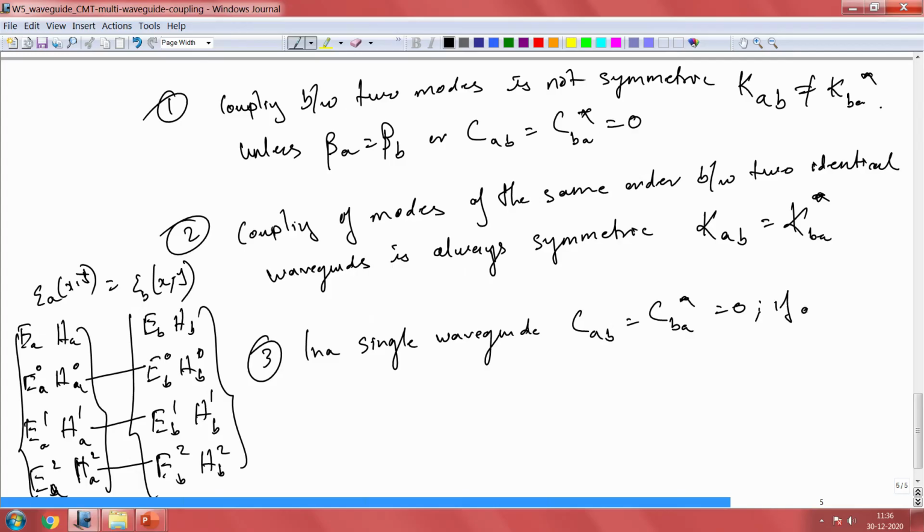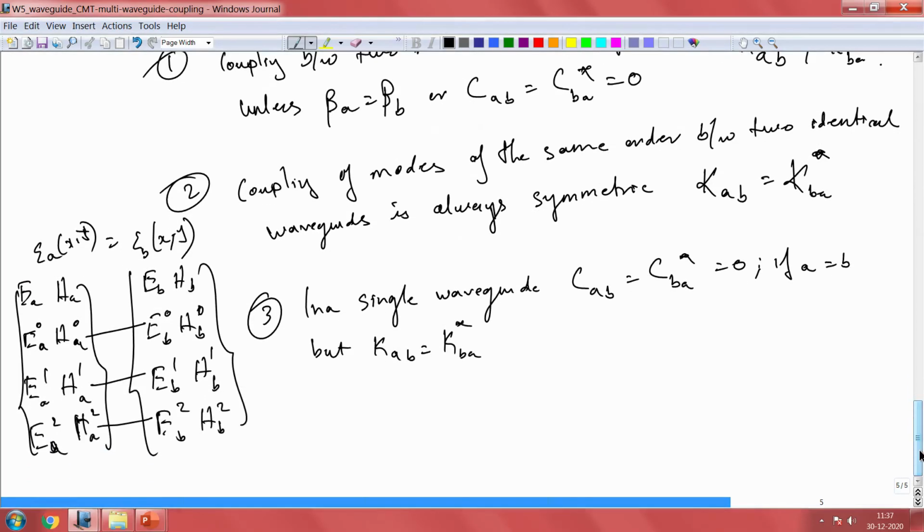Let us say A is not equal to B. Because this is in a single waveguide, that means there is an orthonormal solution. You can have this, but you will have kappa AB equal to kappa BA. So, this is something that you can actually achieve in the same waveguide.